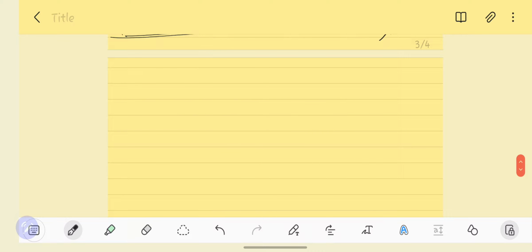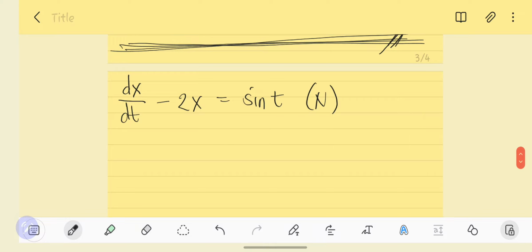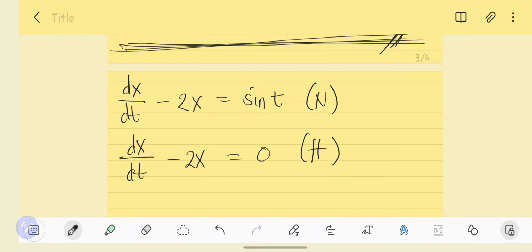So, next example. Our last example is dx over dt minus 2x is equal to sine t. Now this is in the form of a non-homogeneous equation. Then dx over dt minus 2x is equal to 0. Now this is your homogeneous equation.